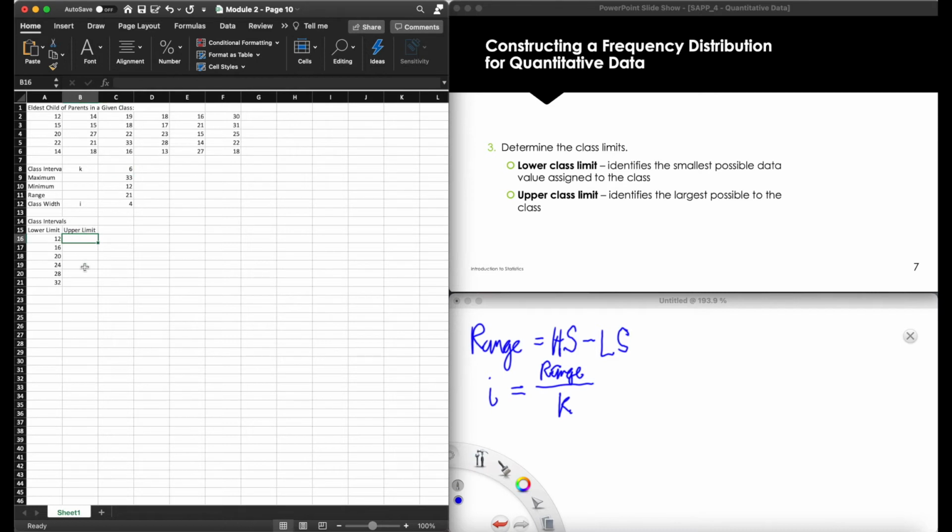And then for the upper limit, what we need to do is get the next lower limit and just subtract 1. So we have 16 minus 1 is 15.